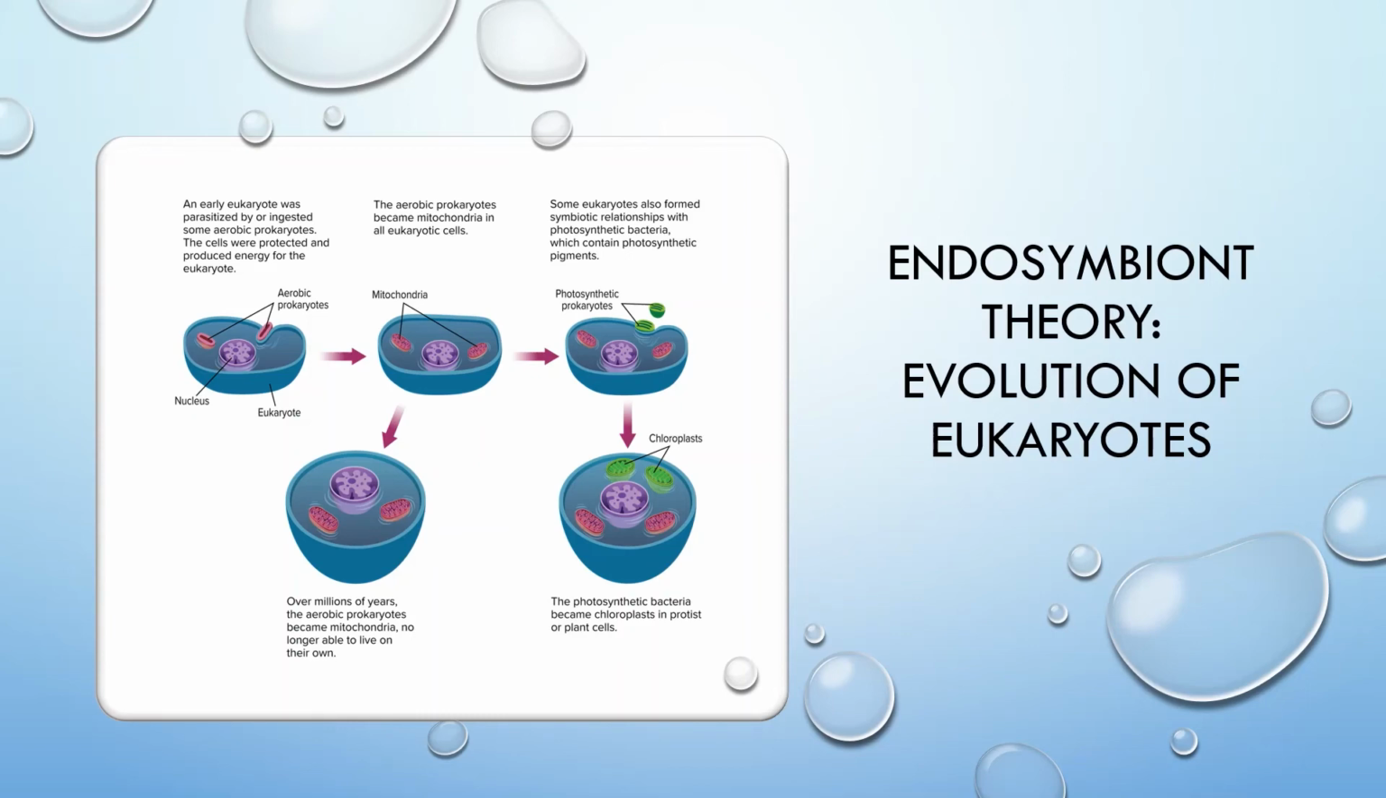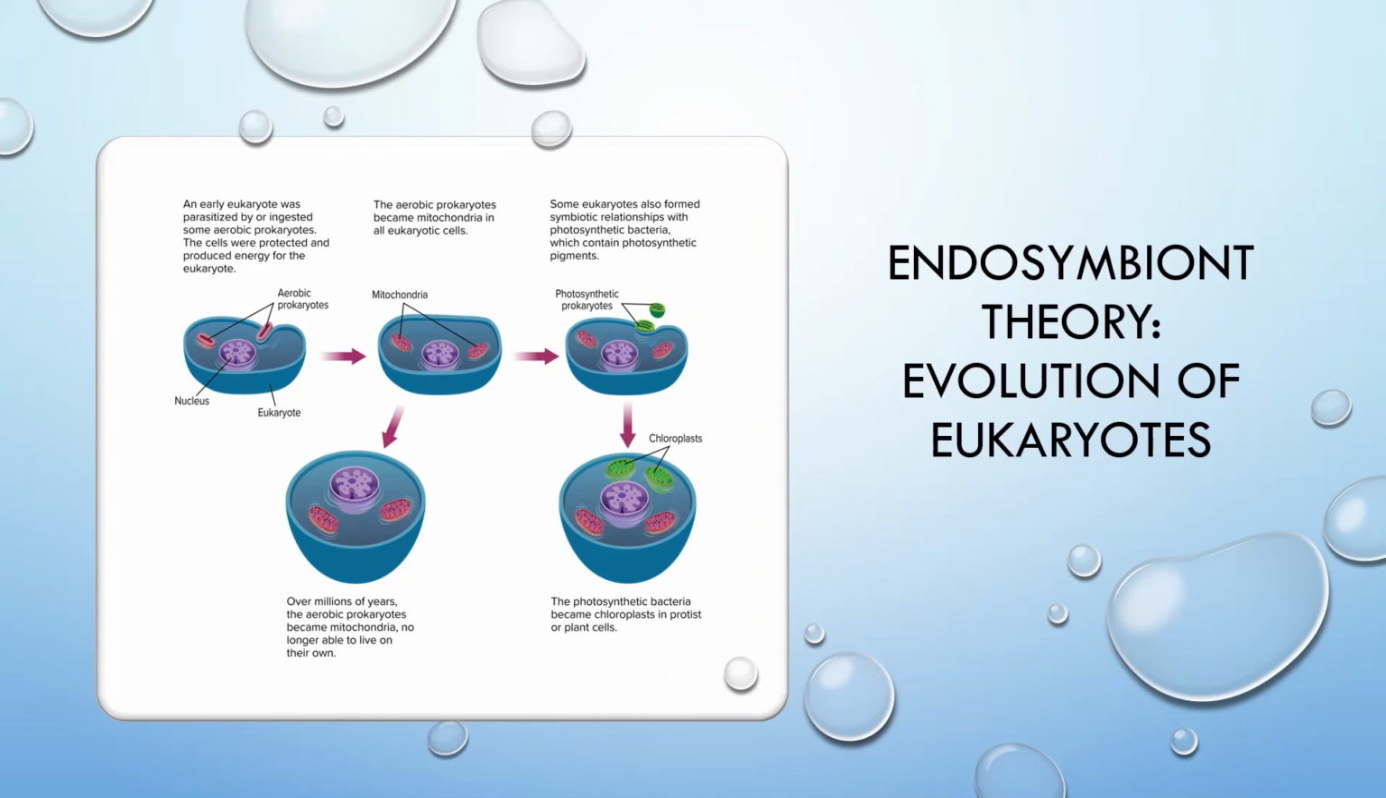Going over to the third step in the top right, some eukaryotes also form symbiotic relationships with photosynthetic bacteria, which contain photosynthetic pigments. So there are some prokaryotes that did photosynthesis, and those would eventually become chloroplasts. Now looking at the bottom half of this image, bottom left, over millions of years, the aerobic prokaryotes became mitochondria, no longer able to live on their own. And then for future plant cells, because plant cells are the only ones that have chloroplasts, the photosynthetic bacteria became chloroplasts and protists for plant cells.